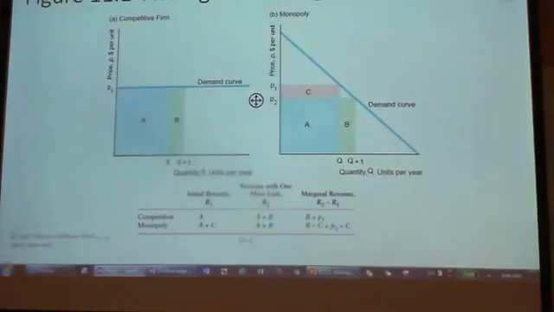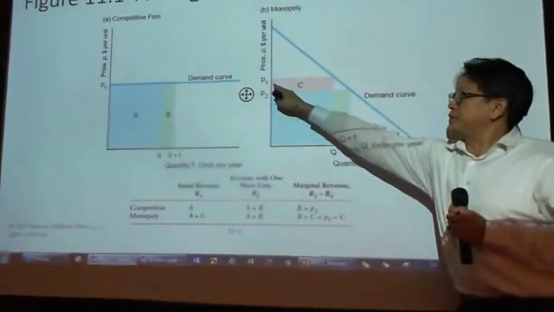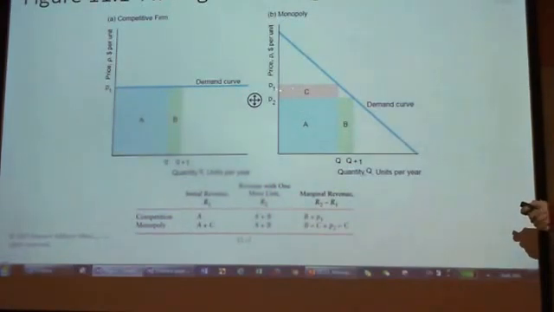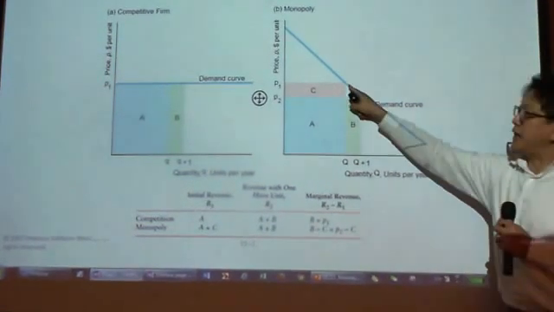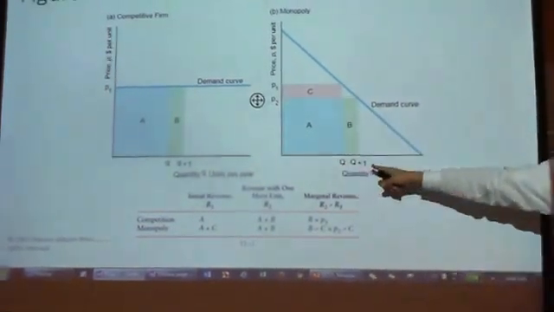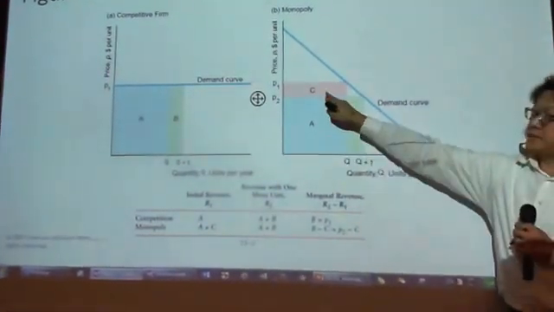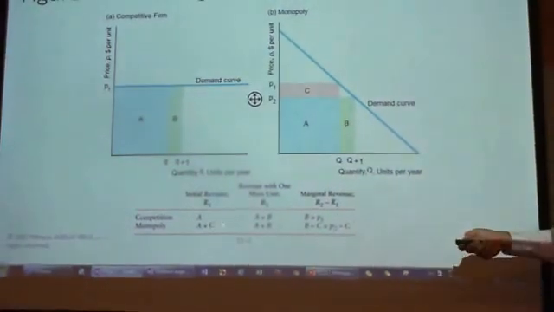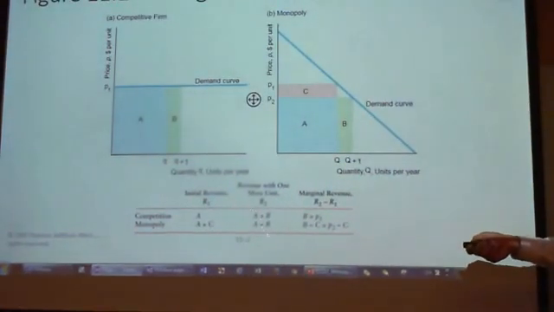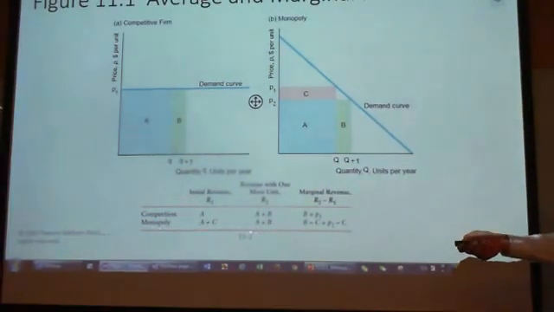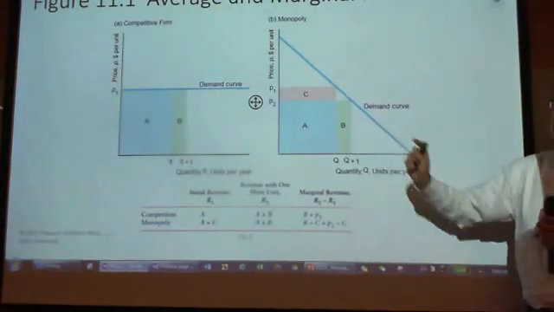Okay, if I charge the price P1, this demand curve suggests that I can sell Q. As a result, my revenue would be A plus C, this area. That's here, the initial revenue R1 in monopoly. A plus C.